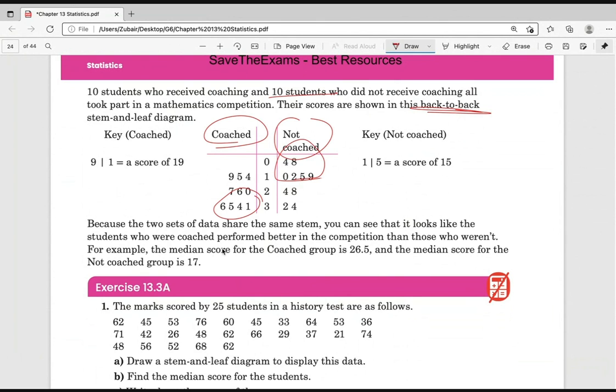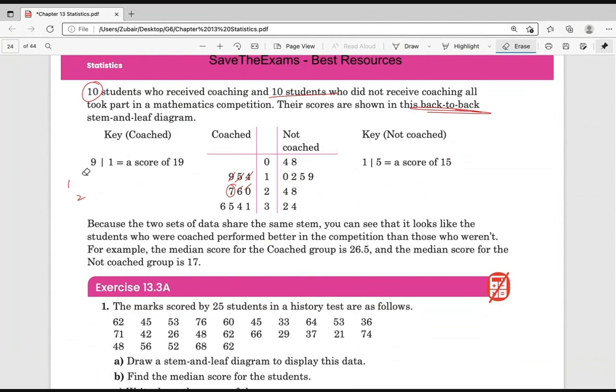For example, the median score for the coached group is 26.5. Now, how do you find the median? We know that there were 10 students. So 10 plus 1 by 2 is 5.5. Middle student is basically between the fifth and sixth. Now I'm going to count it. 1, 2, 3, 4, 5. This is the middle student.